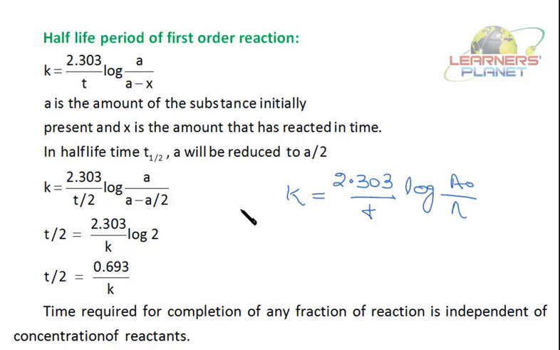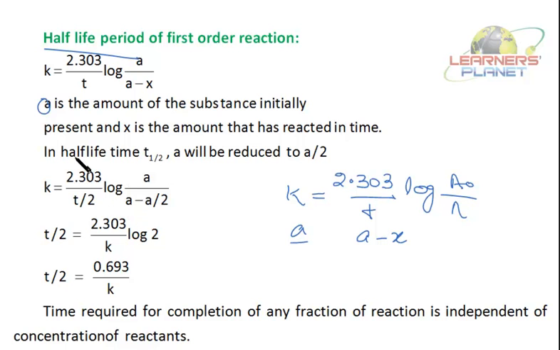Now let's take a as the initial concentration. So what will be the final concentration? It would be a minus x. Right? So a is the amount of the substance initially. Now what we are talking about is the half-life. That is the time required for the reaction to complete by 50%. Right? Or when the concentration of the reactant has reduced to 50%.